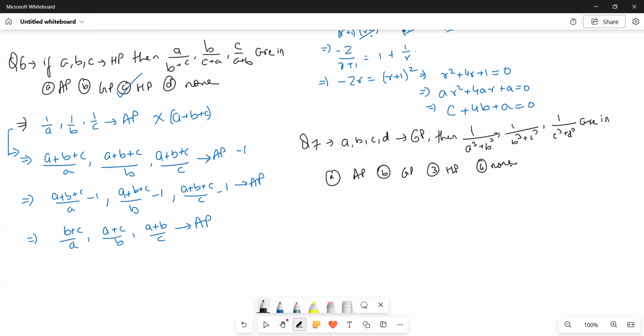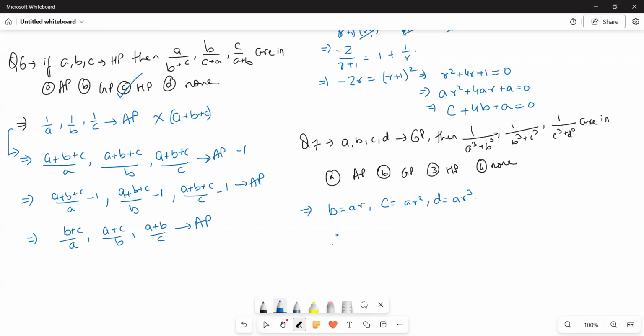Sir, GP. Okay, how would that be? Sir, we can take ABCD as A, AR like that. Take A as the first term, B as AR, C as AR square, D as AR cube. Since A B C D are in GP, A is A, B is AR, C is AR square, D is AR cube.